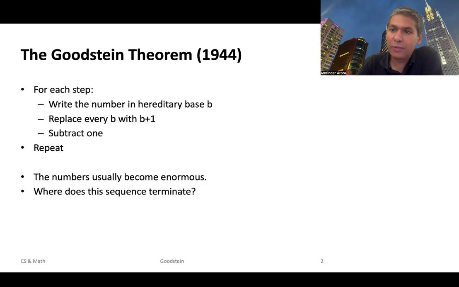Then with each step, you bump the base. That means wherever you see a 2, you replace it with a 3. So you replace the base B with B plus 1. And finally, you subtract 1 and keep doing this. The numbers become very large very quickly, by the way. The question is, where does the sequence terminate? Does it ever terminate? Does it hit infinity, etc.?